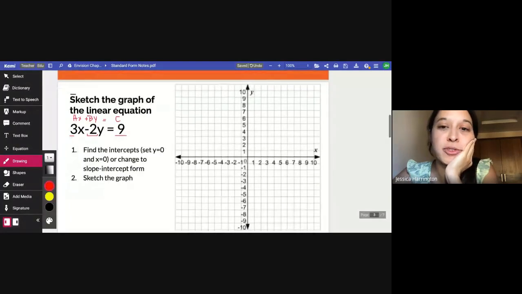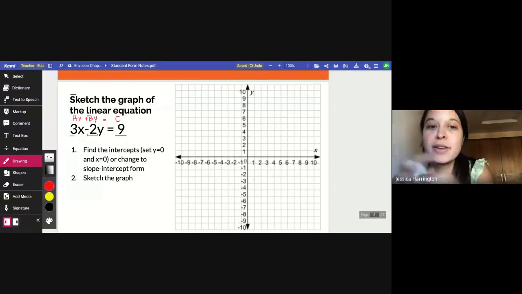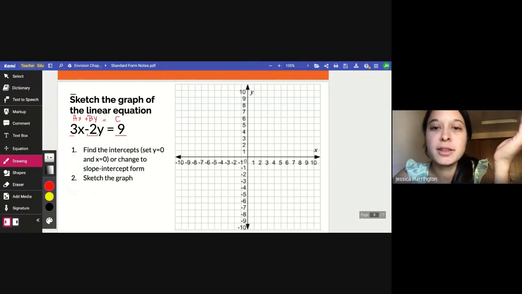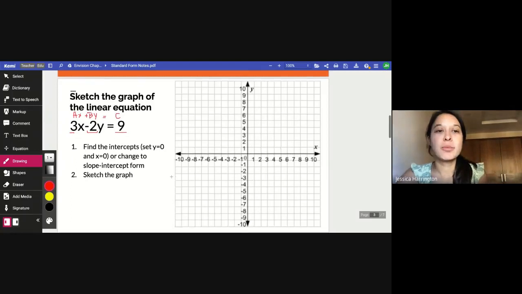There are two options you can do. One is you can solve for the x and y intercepts, which means you can figure out when y equals 0 and when x equals 0, and then have those two points and graph it. The other thing you can do is change it to slope intercept form so you can graph it. I'm going to do that one because I think it's more helpful.